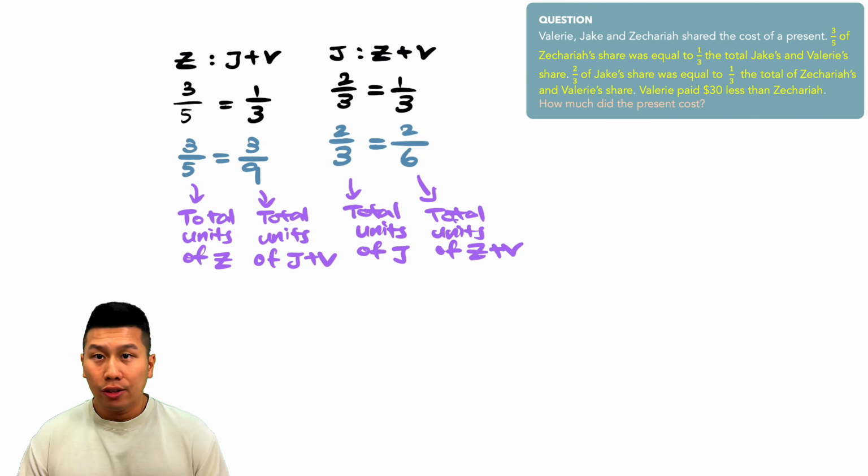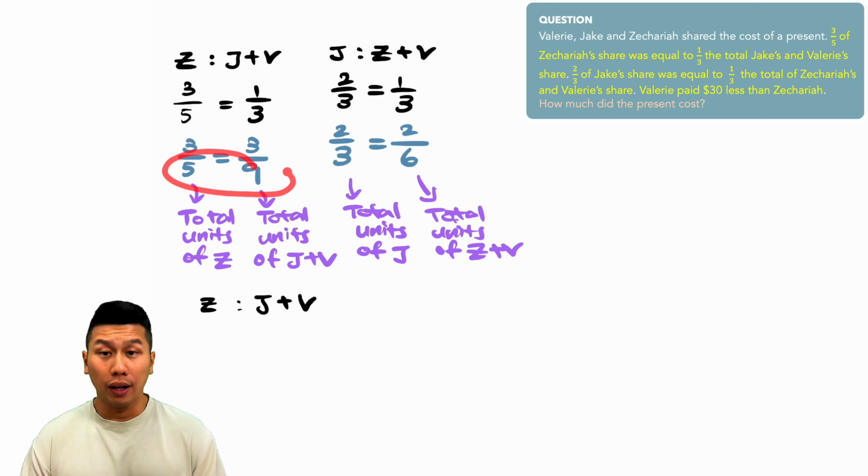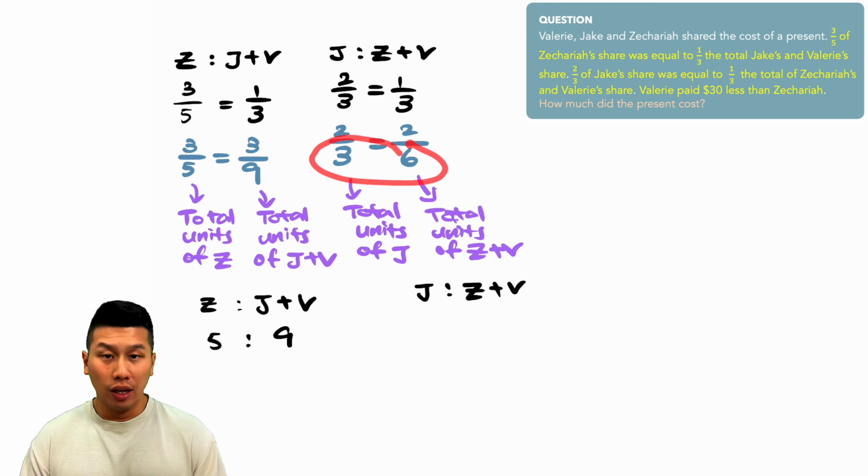Okay, so to provide you a clearer understanding of how we can utilize the ratio solving technique, let me first present the information as ratios. And this will help you to visualize the relationship between the various components. So we have Z is to J plus V being 5:9. And then we have J is to Z plus V being 3:6.